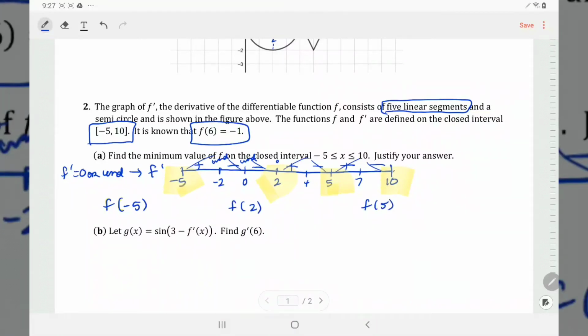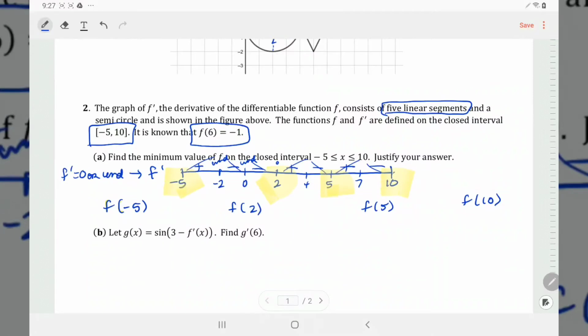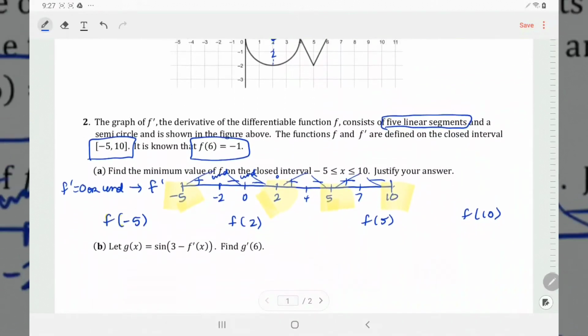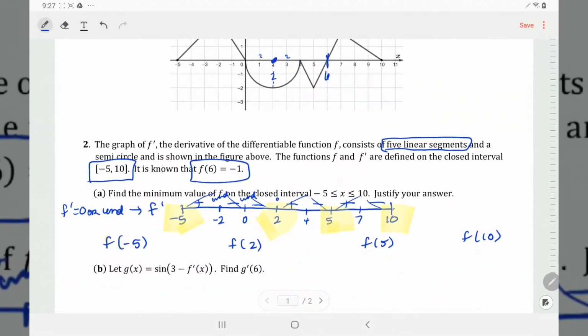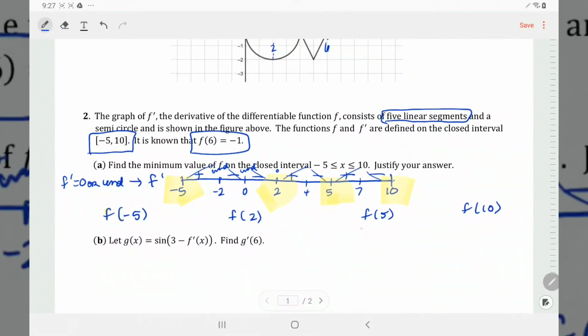Okay, so I know f of 6 is negative 1. So f of 6 right here is negative 1. Let me base them all on that one. So f of 5 is going to be, the way the formula goes, I'm just going to write it in general: f of b is f of a plus the integral from a to b of f prime of x. Now usually I like to go in the same order, but for this one I'm just going to set them up this way.